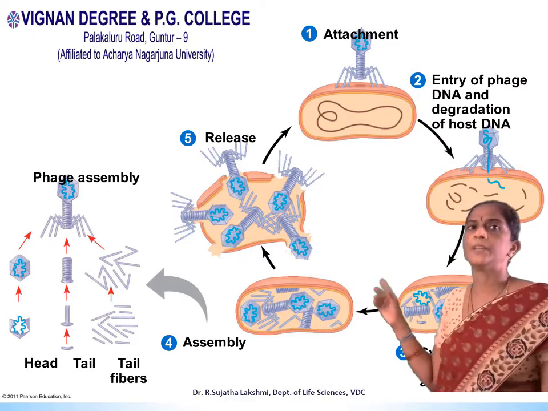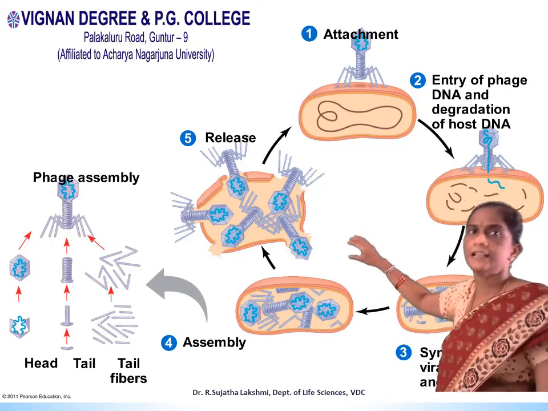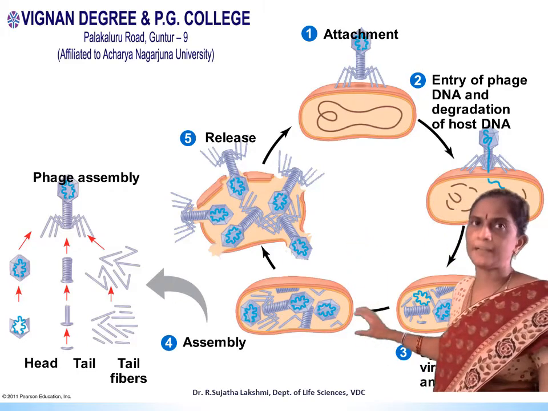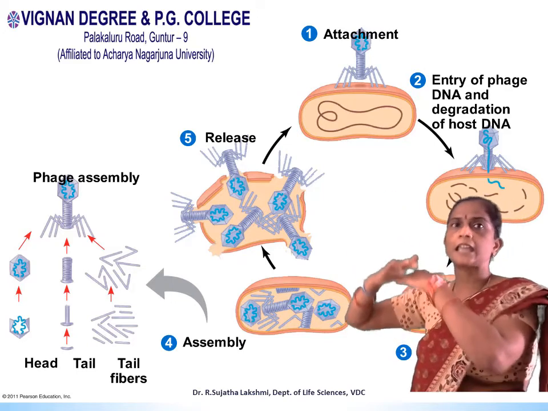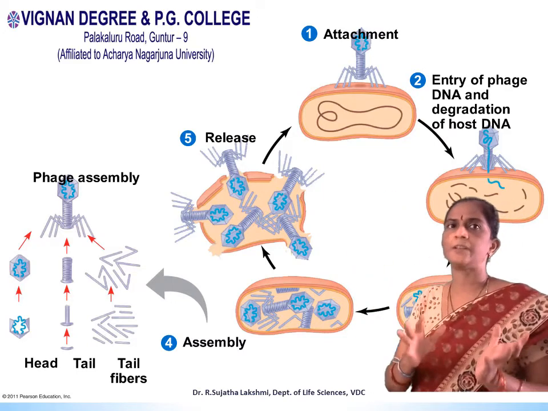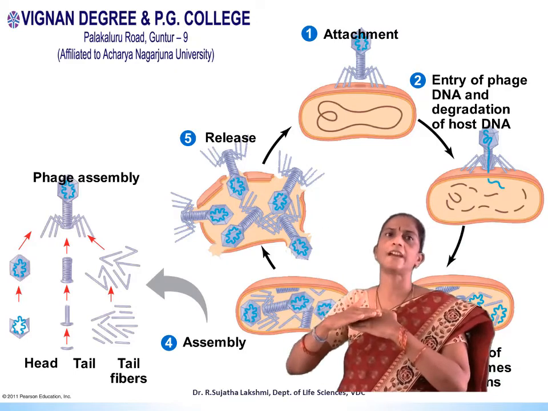Next, coming to the maturation stage or viral assembly. The head and tail are first assembled separately. First the head will be formed, then the tail will be formed. Then they get attached to form the viral particle.